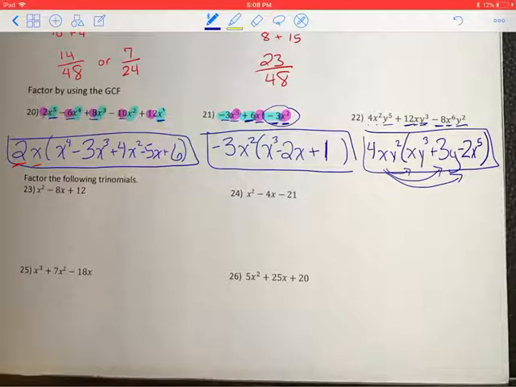All right, here's the last 4 problems on the review. These deal with factoring trinomials. So I always think of this as FOIL backwards. Okay, now I always want to start by looking for a GCF.